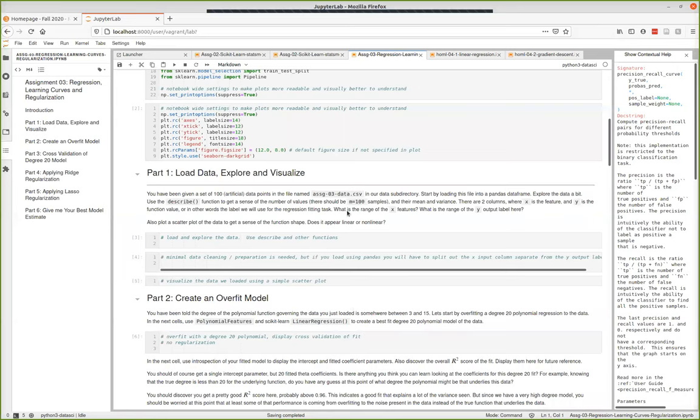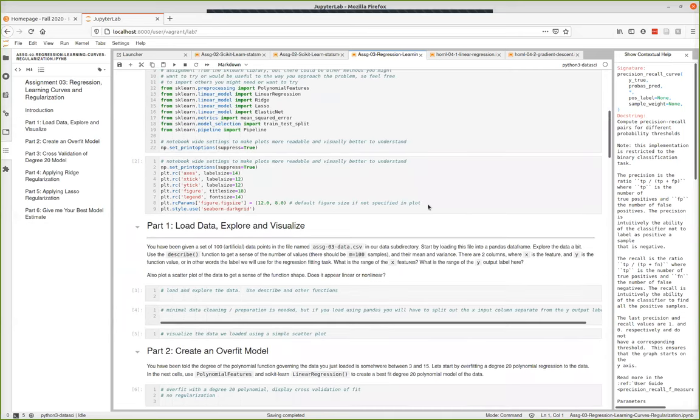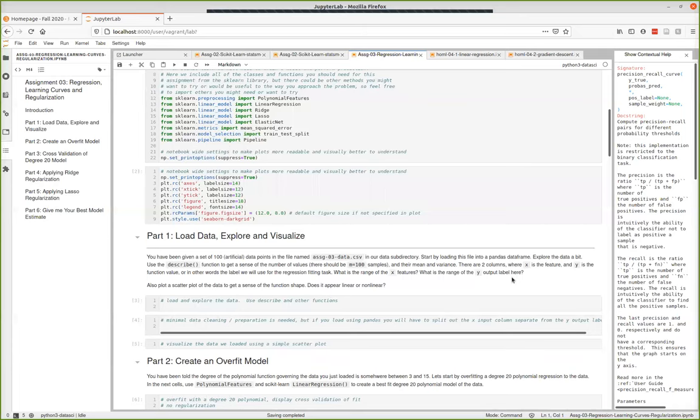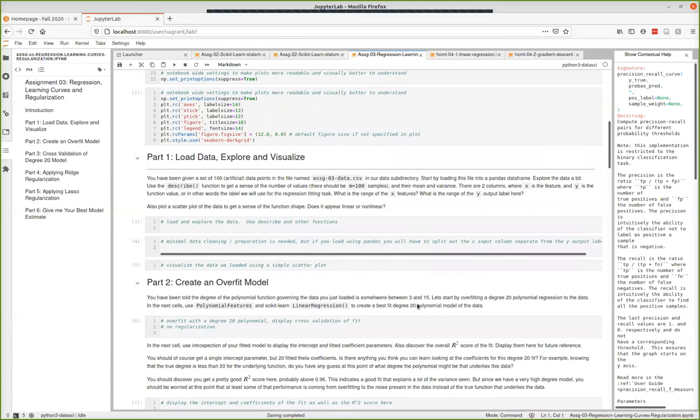But the basic idea is there's a data set of 100 artificial items out there that I generated with a particular function. It's actually a nonlinear function, so you're going to have to do a polynomial regression instead of a straightforward linear regression, right? This polynomial function has a degree somewhere between a cubic, so degree 3, and degree 15, right?